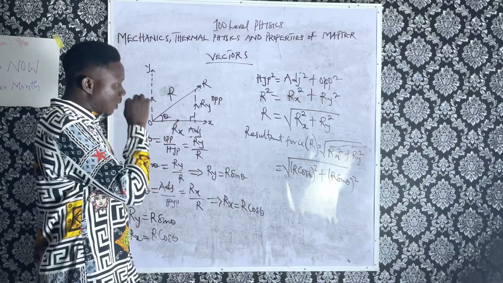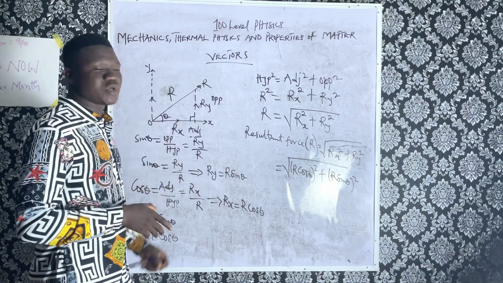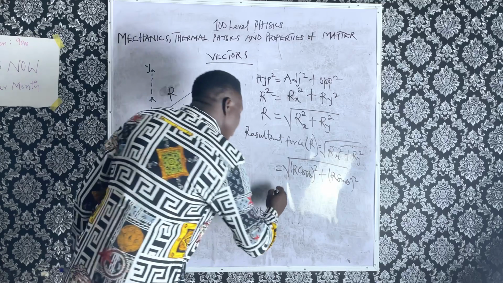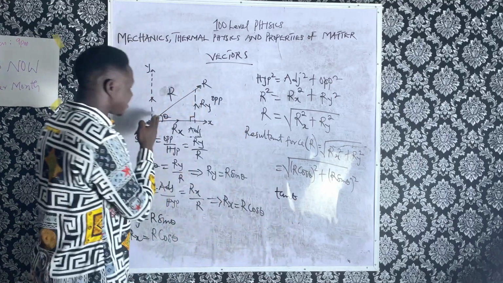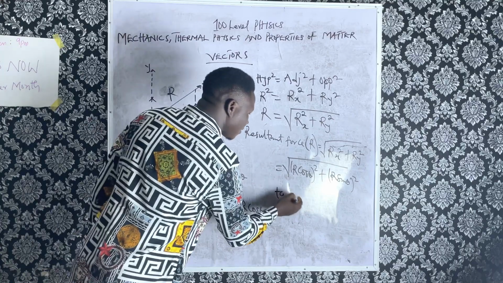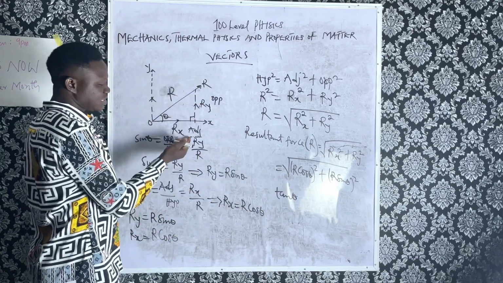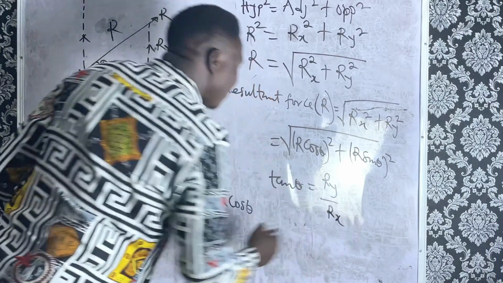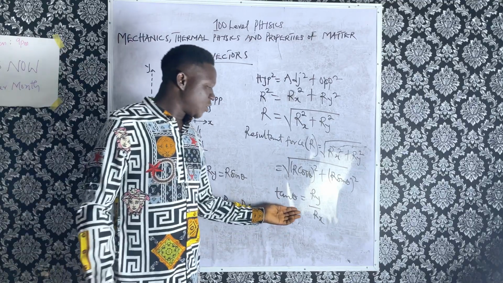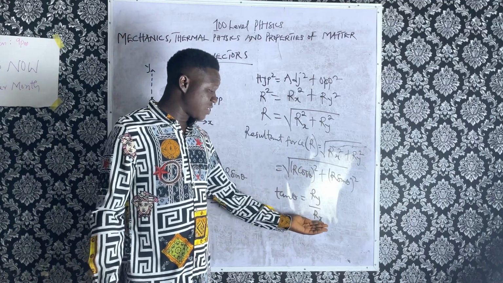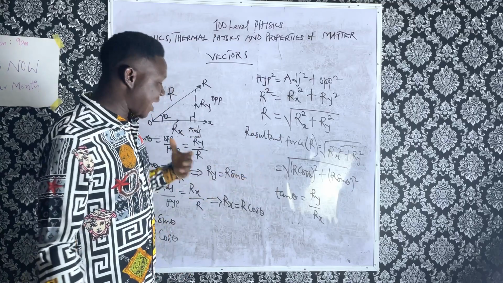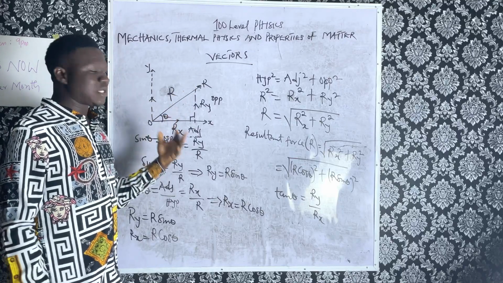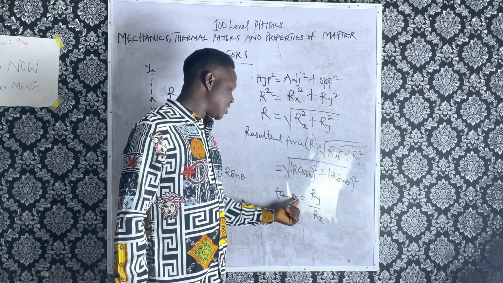Let's assume that we don't know theta. I take the tangent of theta. It will be opposite over adjacent, that will be Ry over Rx. This is in a case where we are given Rx and Ry, and we are asked to look for the angle that the resultant force makes. Then we can use this formula to get the angle.